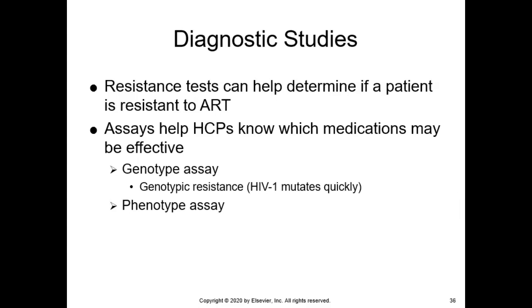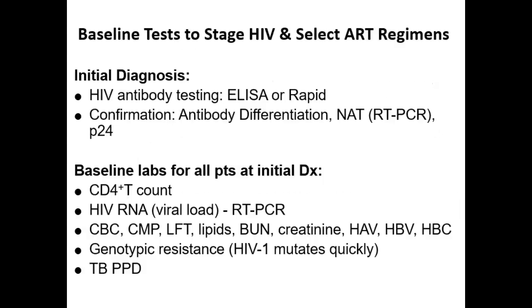Phenotyping and genotyping of HIV to test for resistance and help guide the treatment of choice is very important. HIV-1 mutates quicker than HIV-2, so we want to know what we're dealing with. So at the time of the diagnosis, this is what we really do want to have: the HIV antibodies, the CD4 count, viral load, the CBC, the CMP, check for hepatitis B, hepatitis C, check the genotype. We want to get a tuberculosis test.